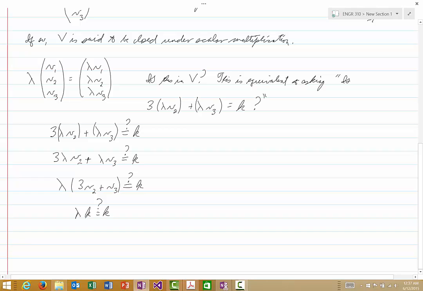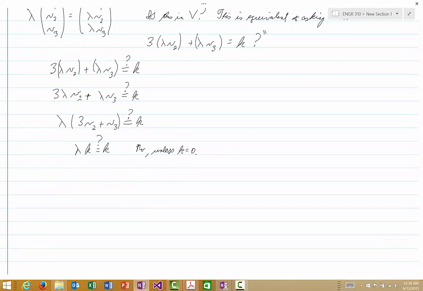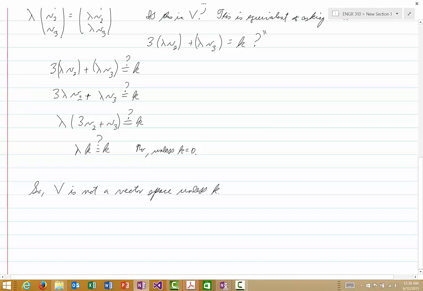Now remember, lambda can be any scalar. And for scalars, we're typically going to be considering either real numbers or complex numbers. So can we say that for any real number, lambda k is equal to k? Well, the answer is, of course, no. Because, for instance, let's suppose that lambda is equal to maybe 7. Is 7k equal to k? Well, no, unless k equals 0. So V is not a vector space unless k equals 0.